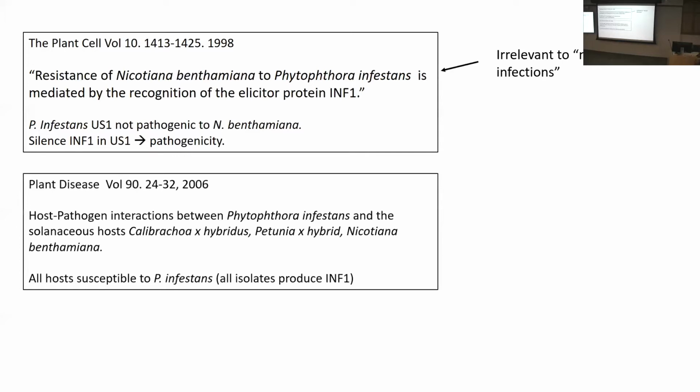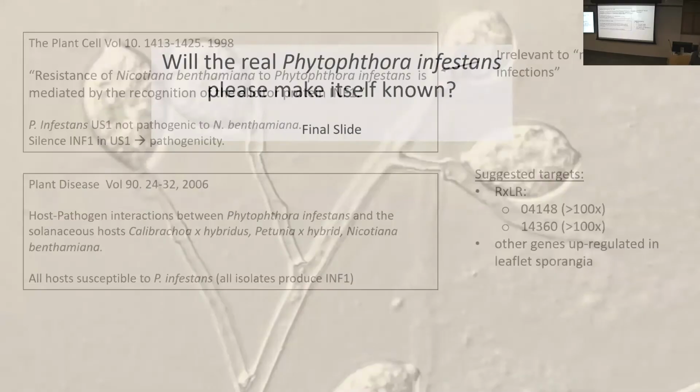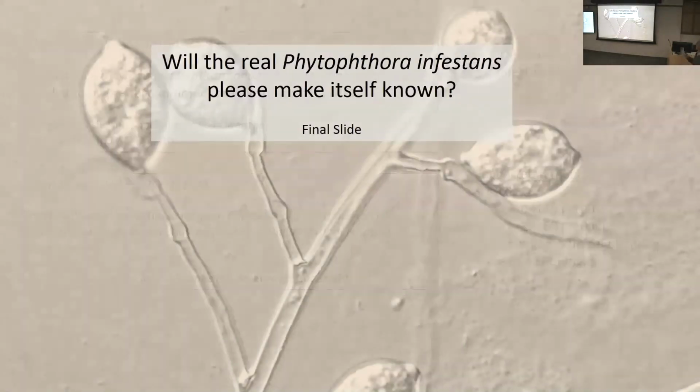And I have to guarantee you that there is not a single sporangium from a plate that is involved in a natural infection or an epidemic. There is not one. One could look at targets such as these. These two RXLR effectors were very highly expressed in leaflet sporangia compared to plate sporangia. And there were many other genes that were really upregulated in leaflet sporangia compared to plate sporangia. So this is my final slide.